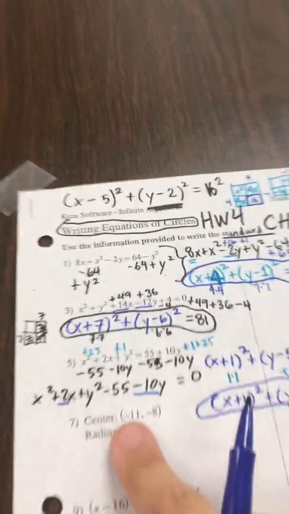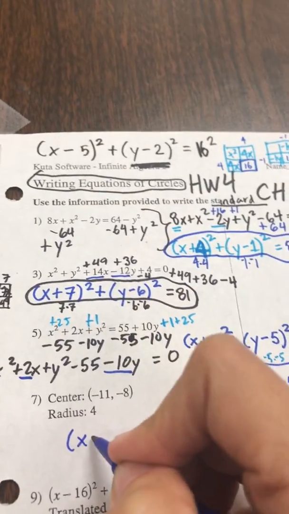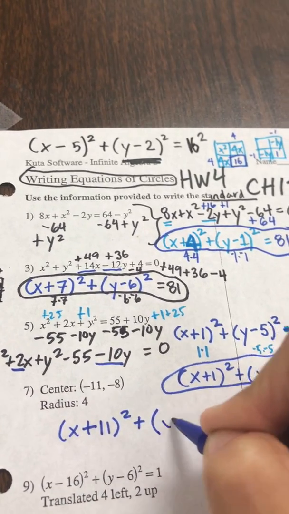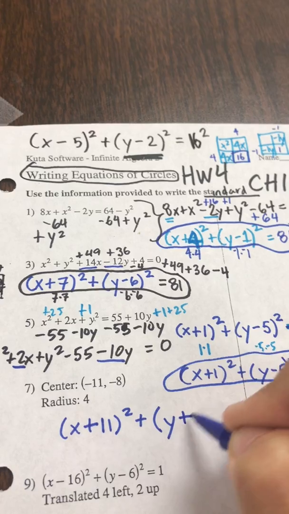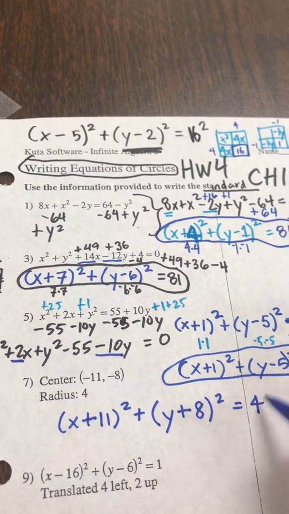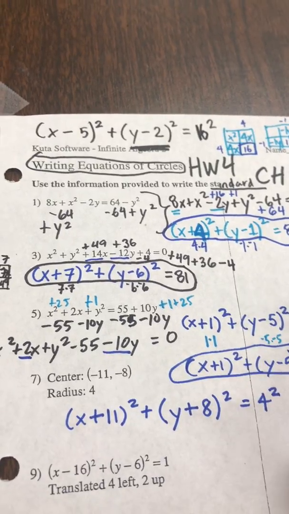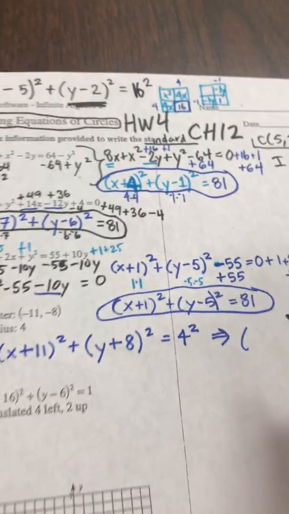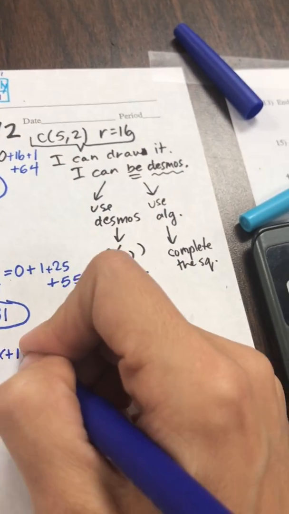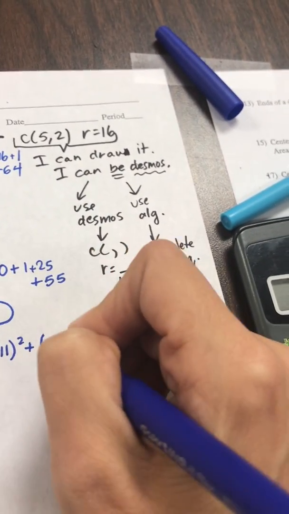Now here's an easy one. The center is 11 and the center is negative 8. And my formula says radius squared. So most students would probably rewrite this. It's okay with me if you leave it like that, but it's also okay to rewrite it like this. Both are correct.